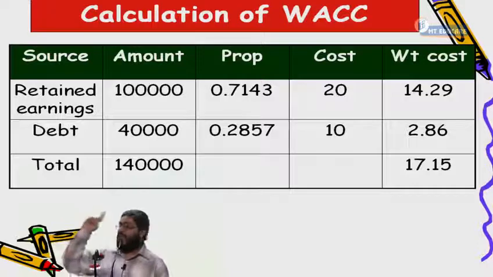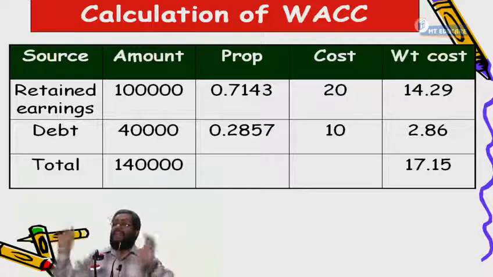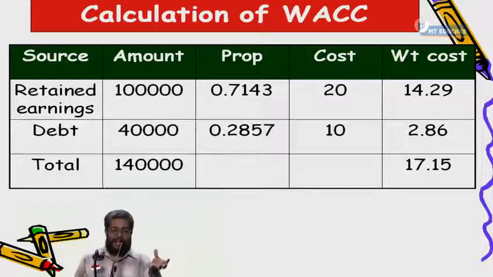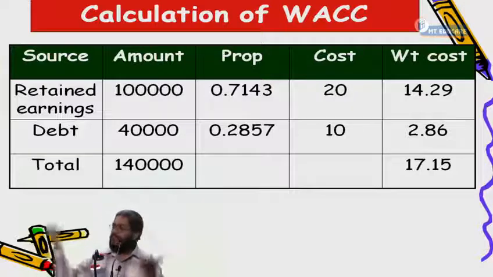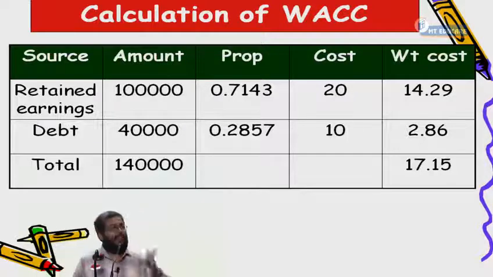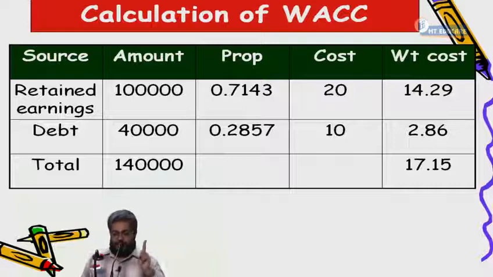Answer my question. With retained earnings and debt, what is the investor equity? Retained earnings, and debt is borrowing. In this combination, I will have a cost of capital. How much percent? 17.15%. Look at your workbook and tell me, are there any projects giving a return more than 17.15? Yes. What projects? A and B. C and D are less than that.